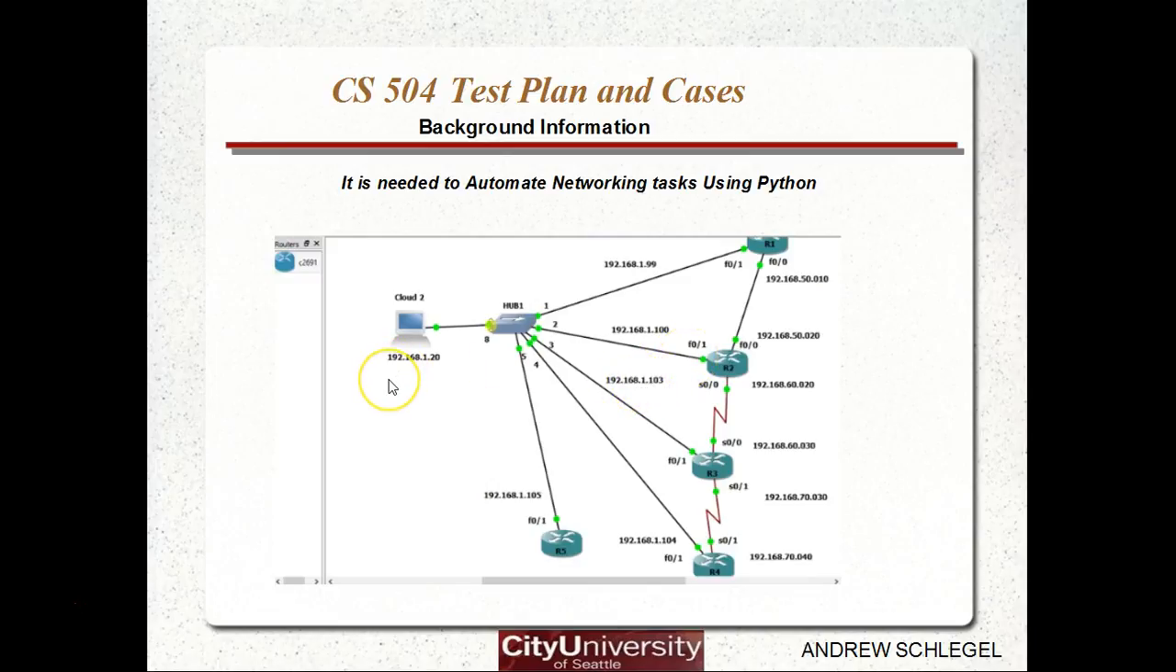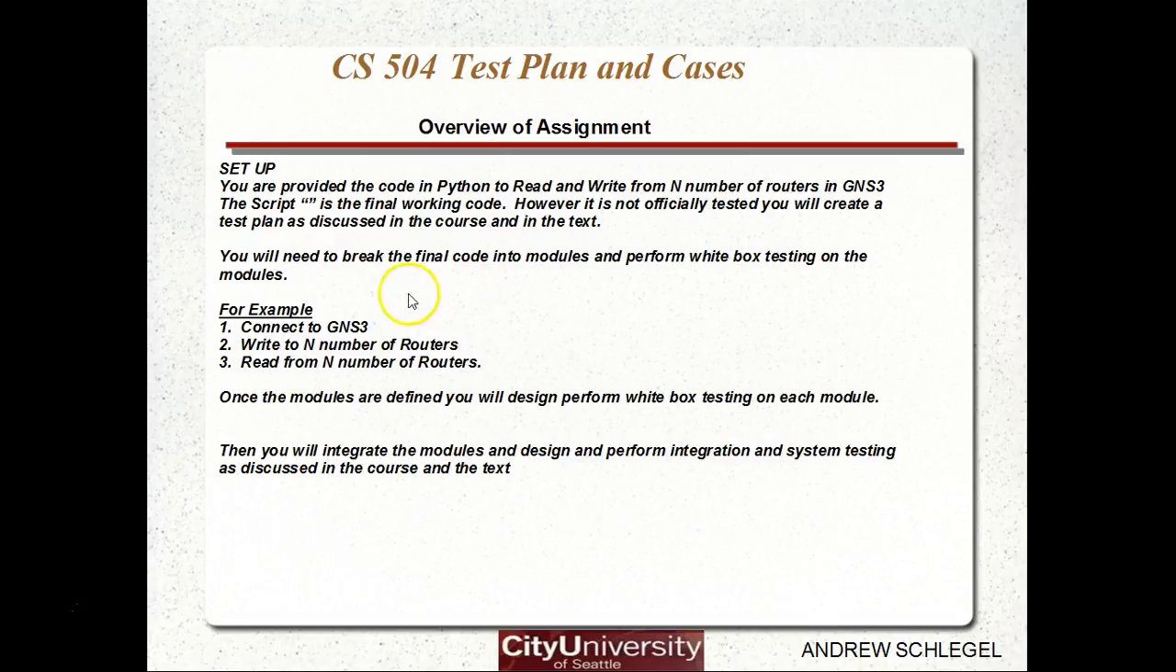So what they've done is basically a big thing in the world now is you use Python, for example, on this computer, and Python will just automate going out and reading and writing to these routers, okay? So that's what we're doing, we're doing some Python code that actually implements that, okay? So the overview of the assignment is you're provided the code, so I'm giving you the code that reads and writes from n number of routers in GNS3. So that means the user can stipulate, I have 8 routers, I have 12 routers, I have 14, you get it, n number of routers, okay?